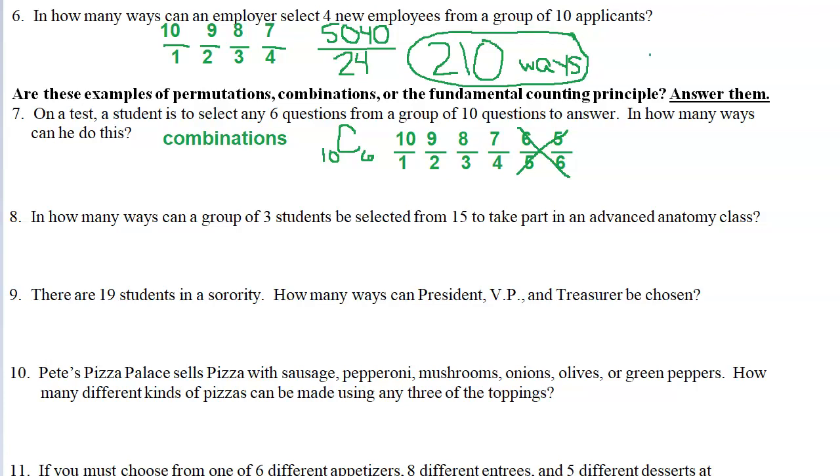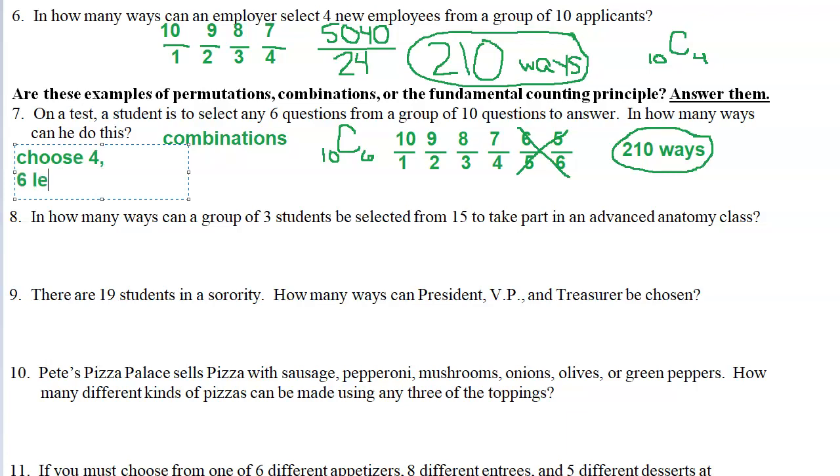So problem number 6 was a 10C4 because we had 10 applicants and we were choosing 4 of them. Question number 7 is a 10C6, and if you look, the math ended up being the exact same problem. So the question is why? Why is it that a 10C4 and a 10C6 are exactly the same situation? Well, here's why. If you choose 4, there will be 6 left over.